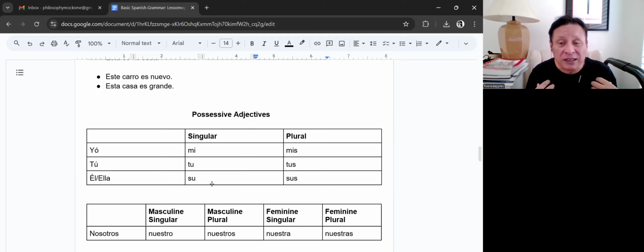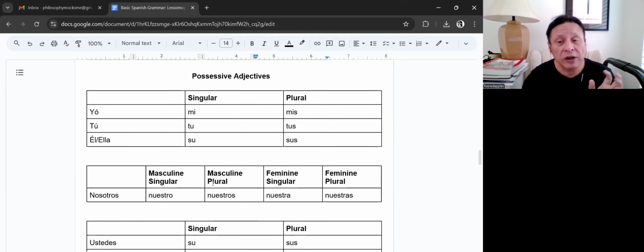Possessive adjectives, not pronouns. My is an adjective because it needs to modify the noun, whatever it is. Yo, corresponding to I, is mi, singular: mi hermano, my brother. Plural, mis hermanos, my brothers. Tu hermana. Notice the tu doesn't have an accent mark. The your, possessive, doesn't have an accent mark, but you, pronoun, does. Tu hermana, your sister. Tus hermanas, your sisters, plural.